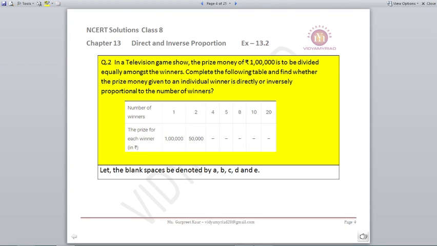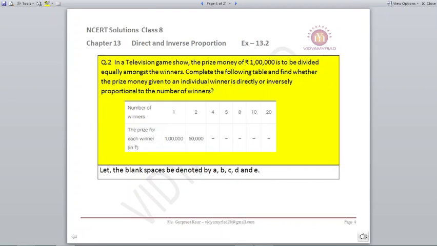Question number 2. In a television game show, the prize money of ₹1 lakh is to be divided among the winners. Complete the following table and find whether the prize money given to the individual winner is directly or inversely proportional to the number of winners. So the first two cases are given to us. On these two cases, we will decide whether it is directly or inversely proportional.